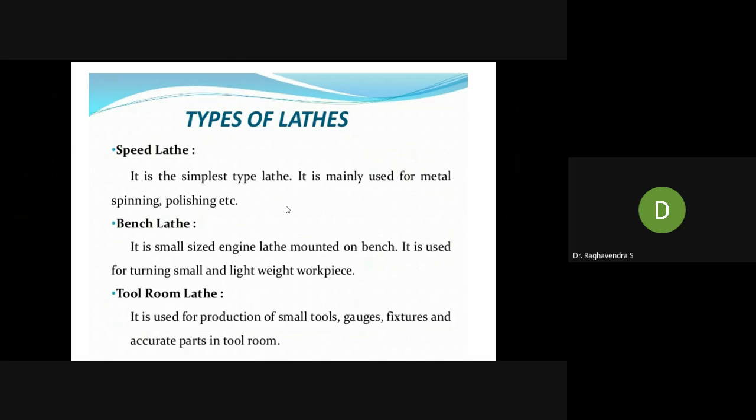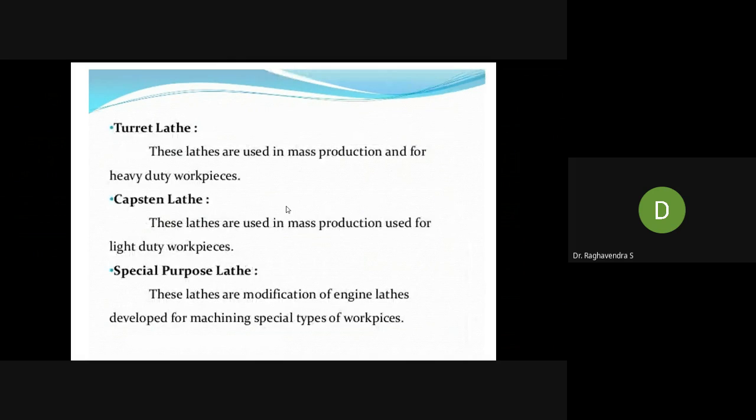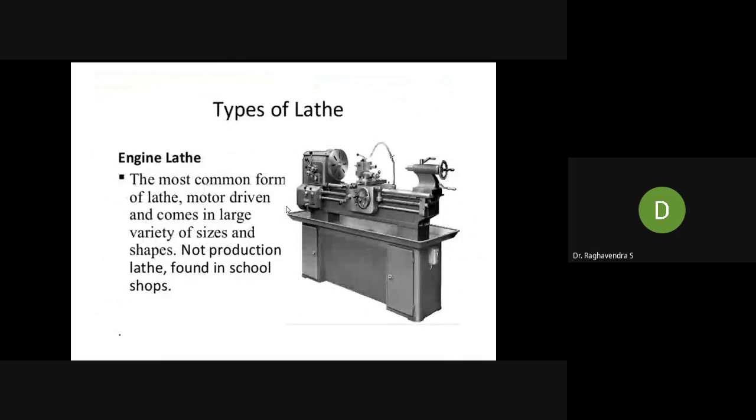So, types of lathe. There are a number of types of lathes: from engine lathe, speed lathe, bench lathe, tool room lathe, to CNC lathe, turret lathe, capstan lathe, and special purpose lathe. The first thing we are going to see in our laboratory is called the engine lathe.